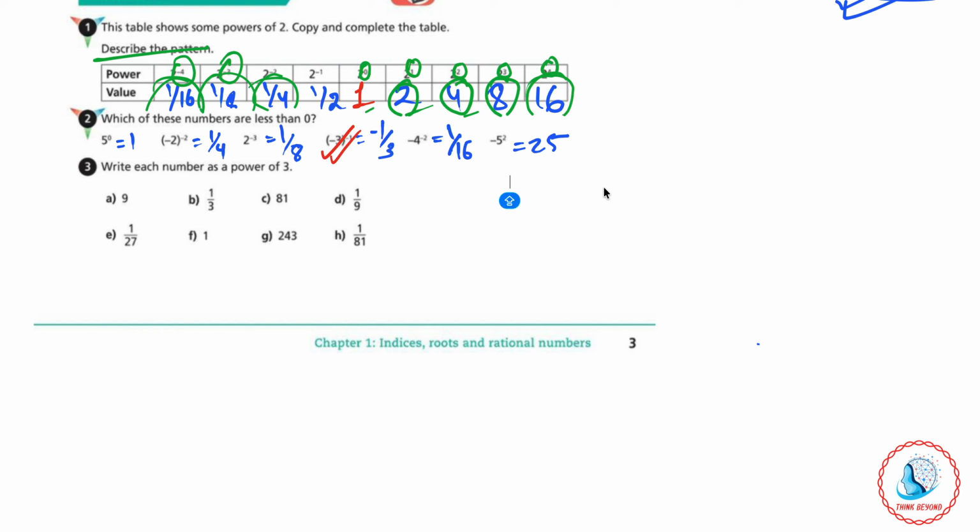Now write down the answers here. For the first one, it's 3 square, for B it's 3 raised to power minus 1. For the C one, it's 3 raised to power 4. For D, it's 3 raised to power minus 2. For E, it's 3 raised to power minus 3. For F, it's 3 raised to power 0. For G, it's 3 raised to power 5. For H, it's 3 raised to power minus 4.